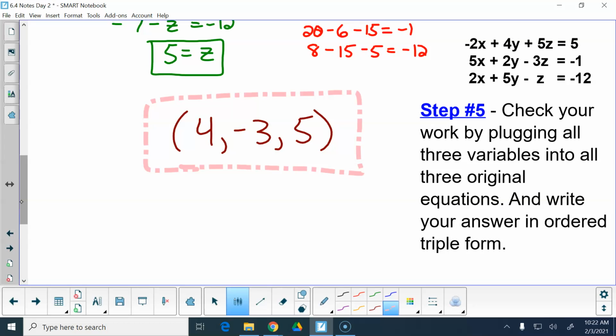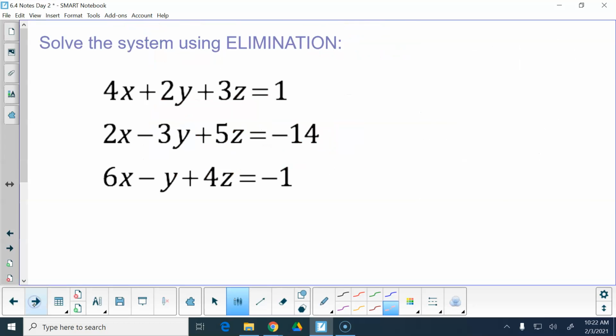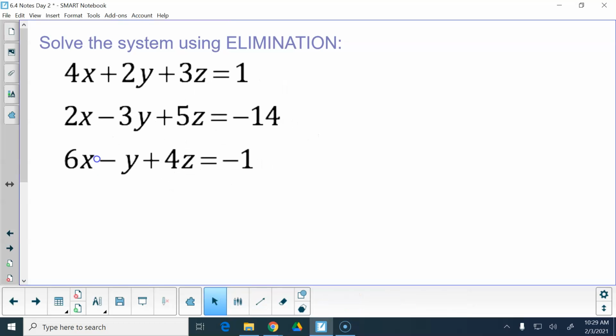Good. Let's try one, or I should say, you try one. Solve this system using elimination. X, Y, or Z? Y. Okay. I would concur with Y.